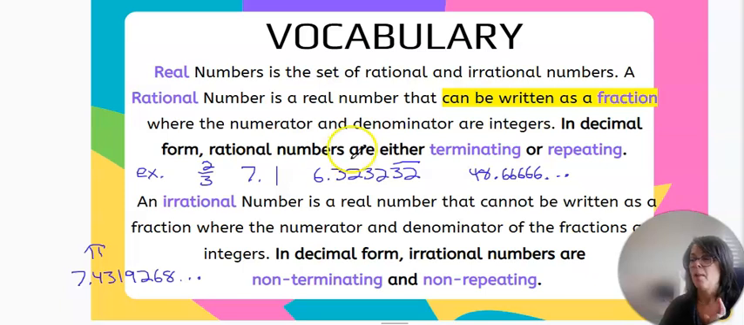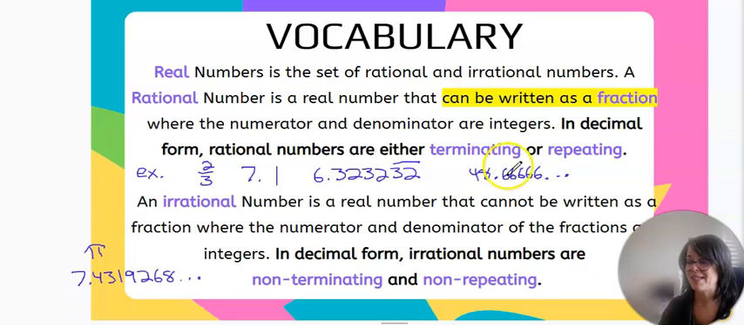It's rational. But also, rational numbers in decimal form are either terminating, which means they have an end, or repeating, which means they have a pattern that goes on forever. So terminating, 7.1, it has an end. It stops. This is 7 1/10. Certainly could be written as a fraction. Now, I have no idea what this is written as a fraction, but I see that there's a pattern after the decimal, and that bar over the 32 means that that 32 keeps on repeating.